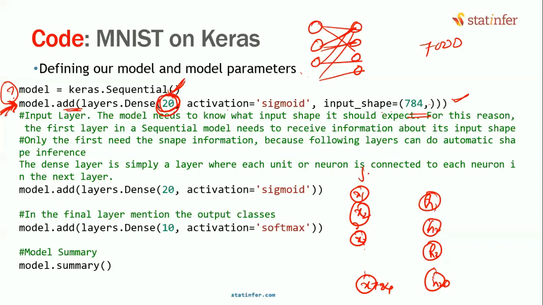So basically this is the input layer, that need not be mentioned. You directly start with the first hidden layer, but in the first hidden layer you mention what is the input shape. Input shape is 784. From there we derive the number of input nodes, and then this is our first layer with 20 nodes.